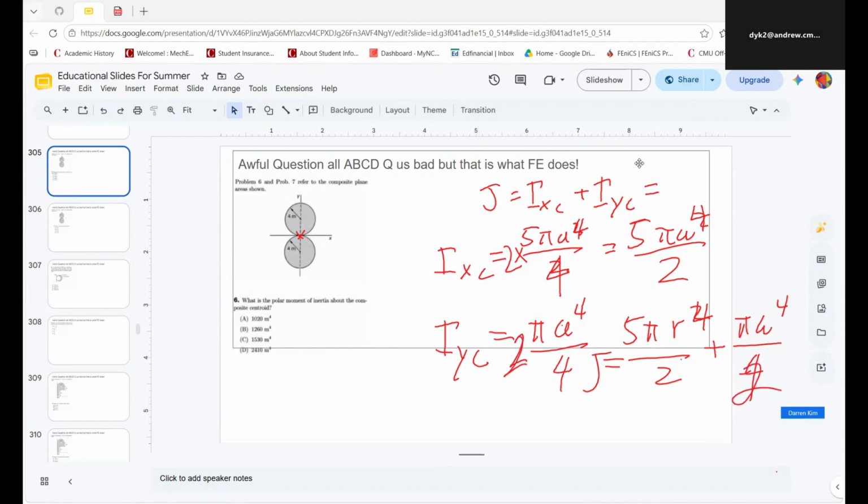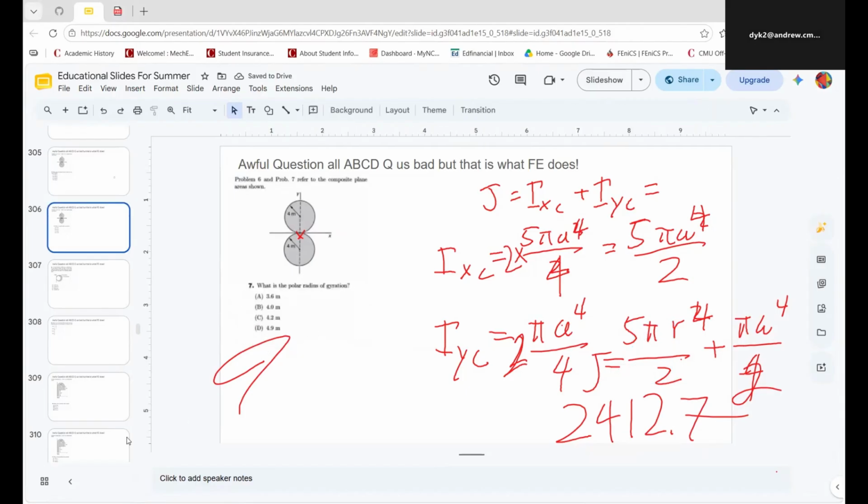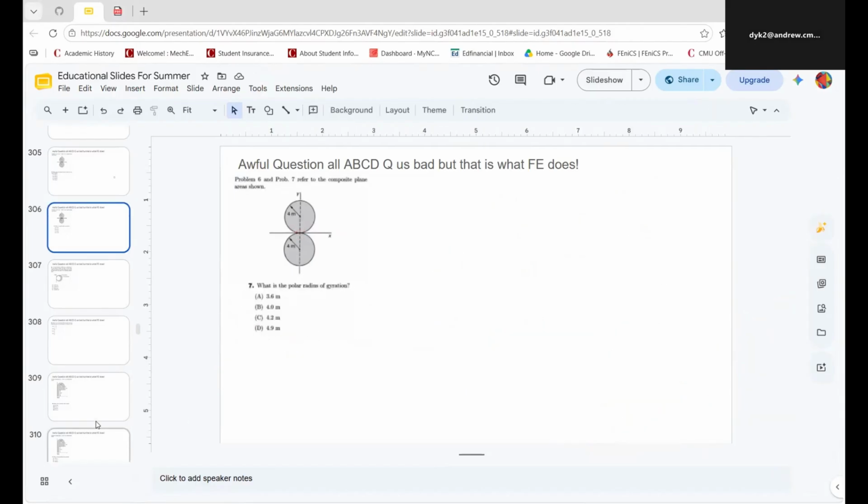Because there are two of them, obviously. I don't know why I did that. So it is 2412.7. So it's obviously D. I'm just going to circle that and move on to the next question. So we have the answer J equals 2412.74.